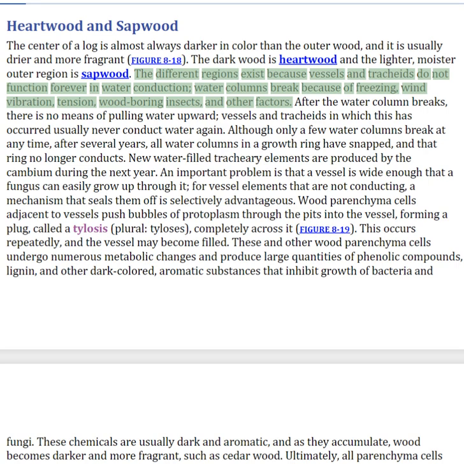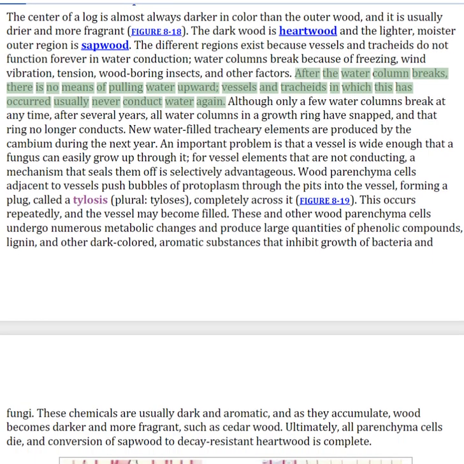Water columns break because of freezing, wind vibration, tension, wood-boring insects, and other factors. After the water column breaks, there is no means of pulling water upward. Vessels and tracheids in which this has occurred usually never conduct water again.